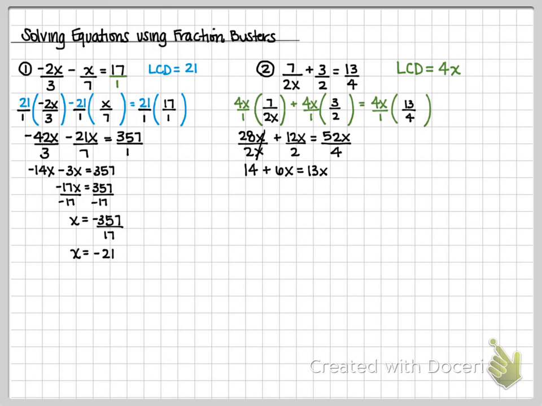Now, the beauty of this is the fractions disappear. So let's go ahead and finish solving the equation. It looks like this one actually works out pretty nicely. I'm going to divide by 7, and I think we're going to get x is equal to 2.